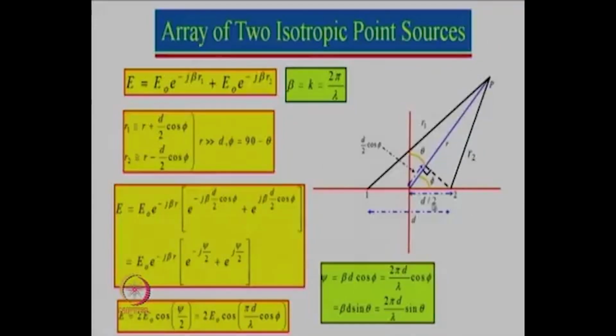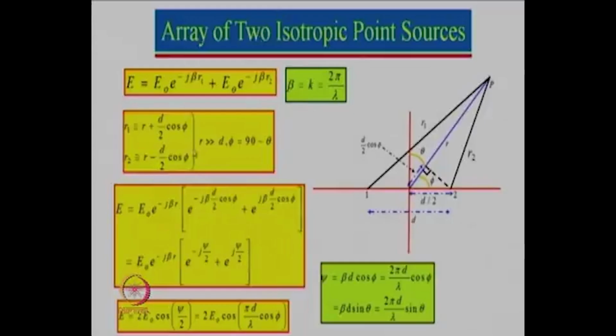So now, since the distance is very large, we can assume that the field over here will be relatively constant as far as the amplitude is concerned, but the phase will be different. So we can write the total E field as E0 e to the power minus j beta r1, where r1 is the distance from source 1, and beta r2 from source 2.